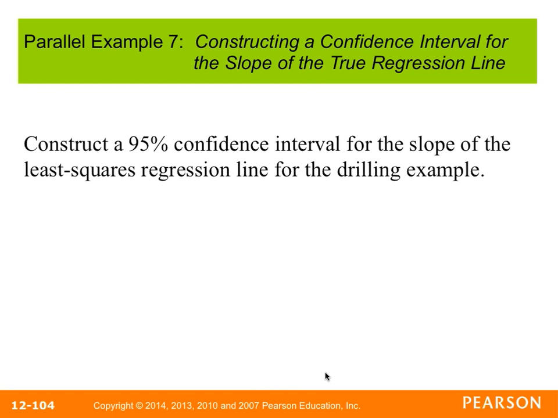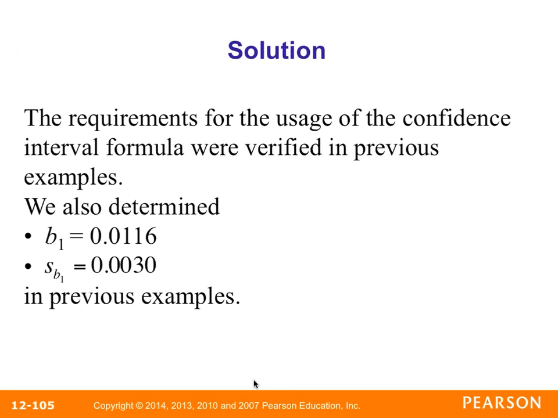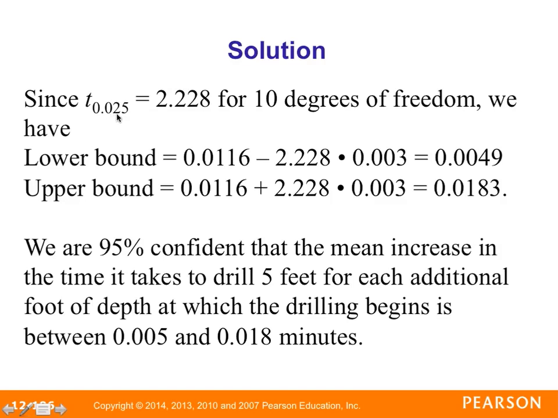So let's do an example here. Let's construct a 95% confidence interval for the slope of the least squares regression line for the drilling example. So requirements have already been met. We already talked about that. We also determined that b1 equals 0.0116 and that s_b1 is 0.0030. So we're going to use those numbers again. t 0.025, that's t alpha over 2, is 2.228 for 10 degrees of freedom. So for our formulas, we take our b1, which is 0.0116, and we add and subtract our critical value multiplied by 0.003, and we get 0.0049 and 0.0183.